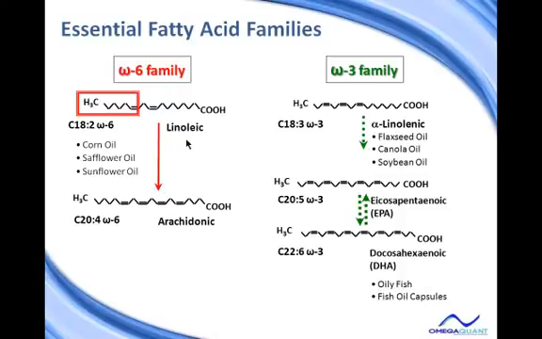On the other side, the omega-3 family, again, the structure here, counting from the omega carbon, is the third double bond. The third carbon has the first double bond. And that structure is not interconvertible. We haven't got the enzymatic systems to convert an omega-3 to an omega-6 or vice versa. And so we have to have both families in the diet.